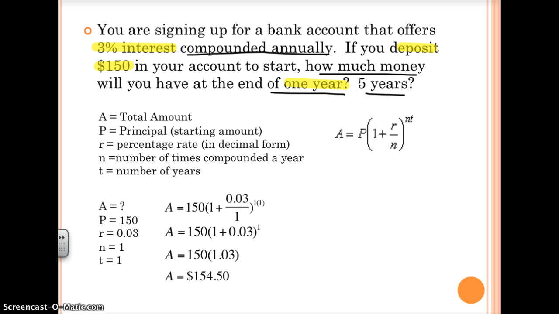Multiply. And the nice part about this formula is it gives you your total right away. This is not the interest. This is the total amount of money after that many years. So after 1 year, you would have $154.50. If you just wanted the interest, you would have to take your principal of 150 subtracted from your total, and your interest was $4.50.